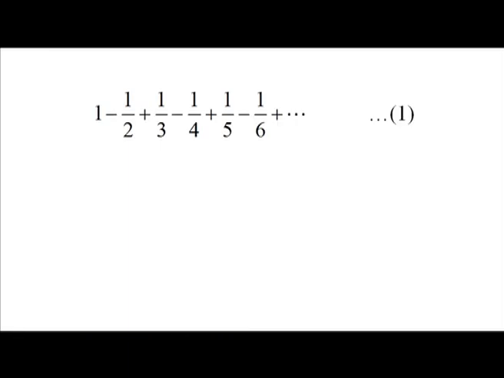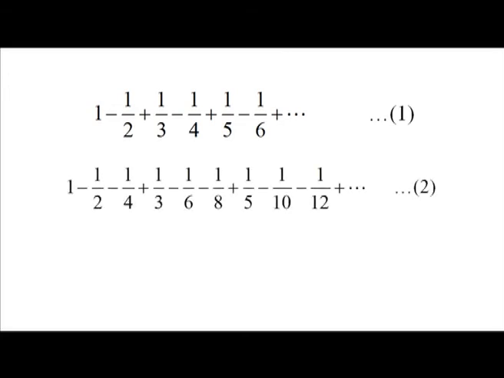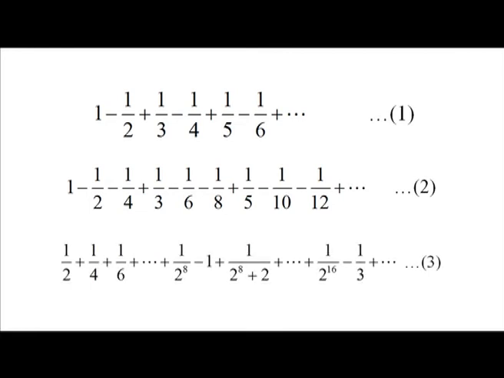Illustration: two rearrangements of the alternating harmonic series 1 minus 1/2 plus 1/3 minus 1/4 plus 1/5 minus 1/6 plus etc., equation 1, are 1 minus 1/2 minus 1/4 plus 1/3 minus 1/6 minus 1/8 plus 1/5 minus 1/10 minus 1/12 plus etc., equation number 2, in which each positive term is followed by two negative terms, and 1/2 plus 1/4 plus 1/6 plus etc. plus 1/2^8 minus 1 plus 1/(2^8 + 2) plus etc. plus 1/2^16 minus 1/3 plus etc., equation number 3.